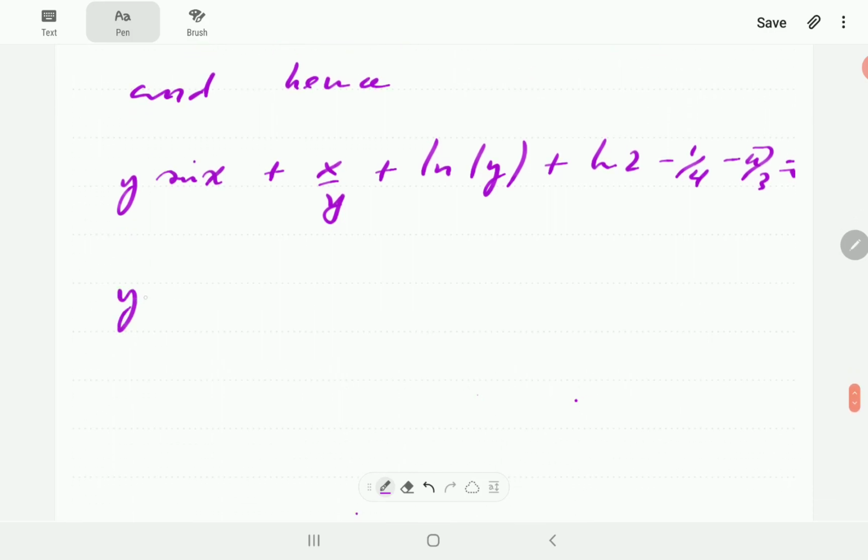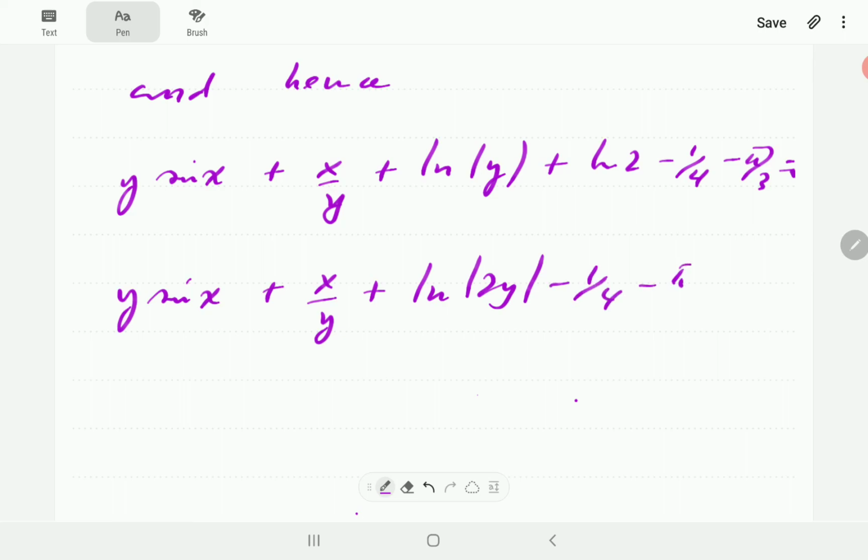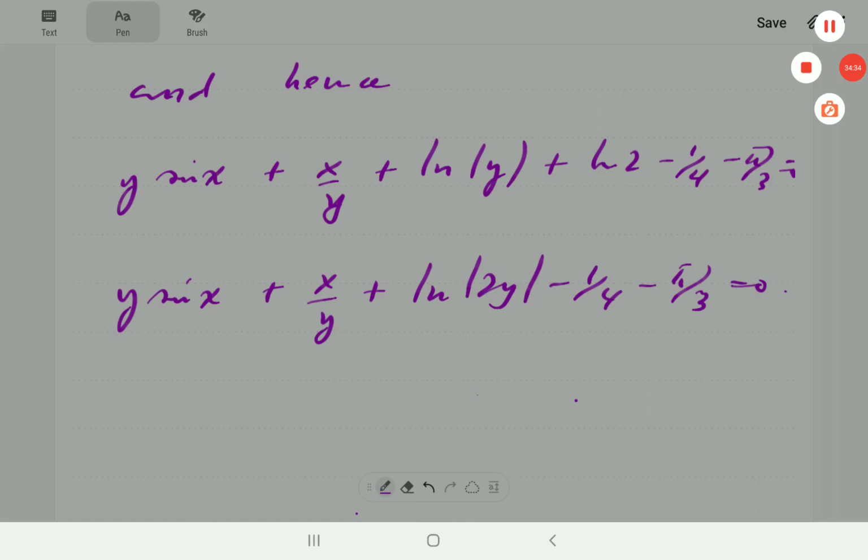If you collect terms here, this is going to be ln 2y minus 1 over 4 minus pi over 3 equal to 0. Right, so that brings us to the end of that one.